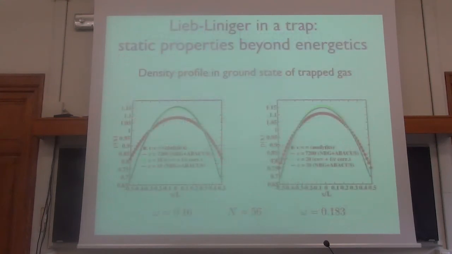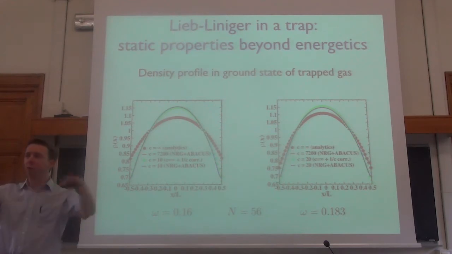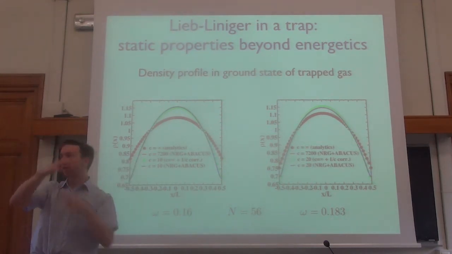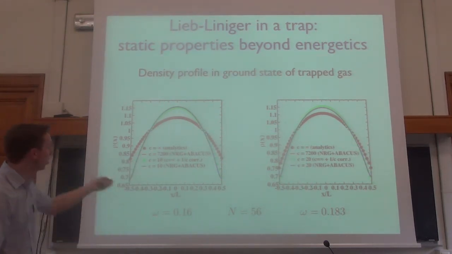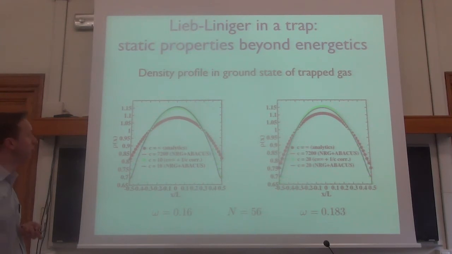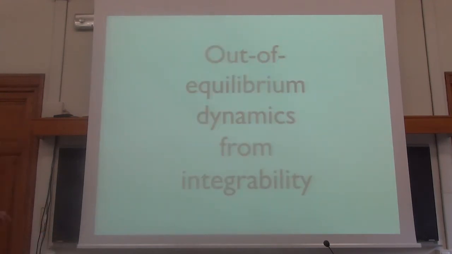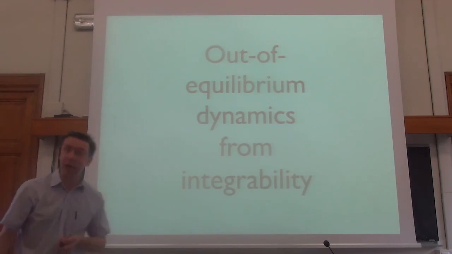So that's one case that we published a short while ago, where you just have a harmonic trap on your gas, and you see the effects of the harmonic trap. So of course the harmonic trap will take your uniform gas and will concentrate its density mostly at some point in space. So these are just density profiles computed using this numerical renormalization group based on integrable models. Yeah, so that's one thing. I'll come back to that.